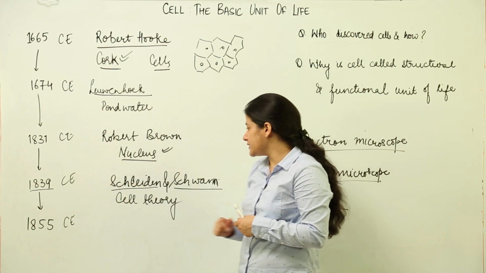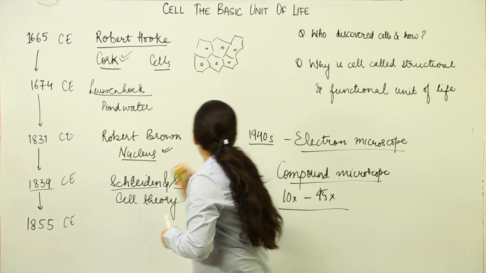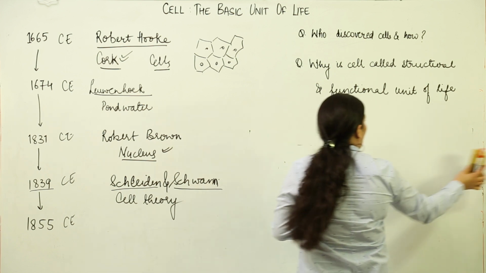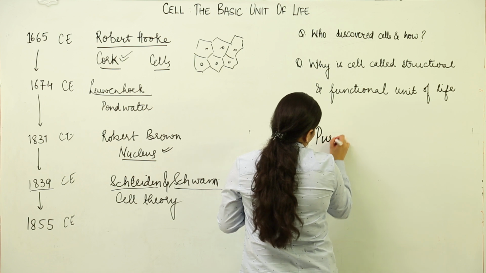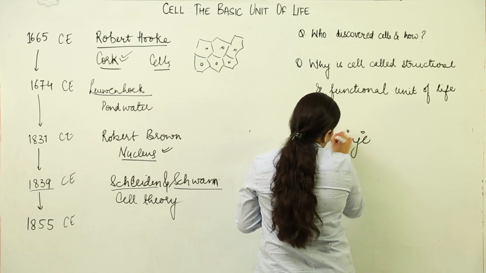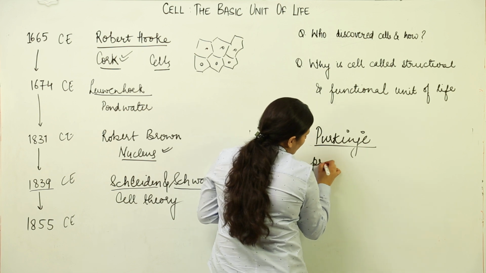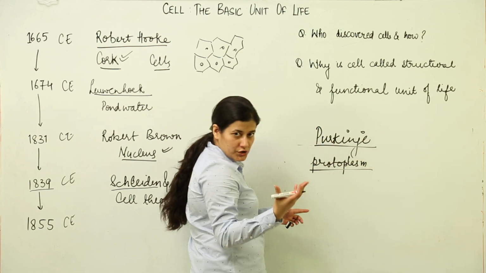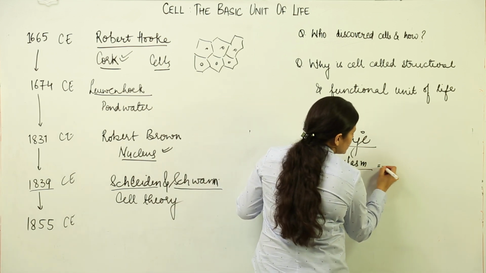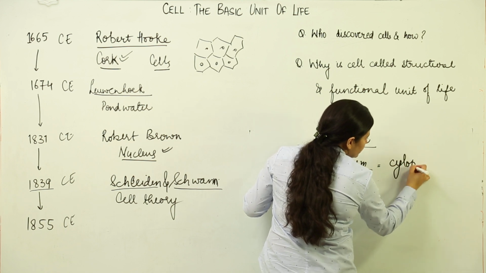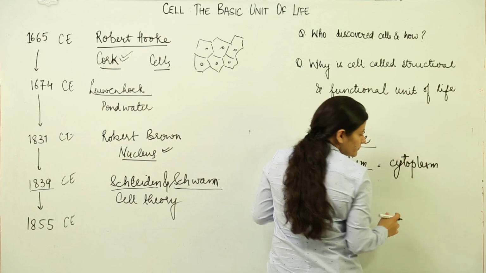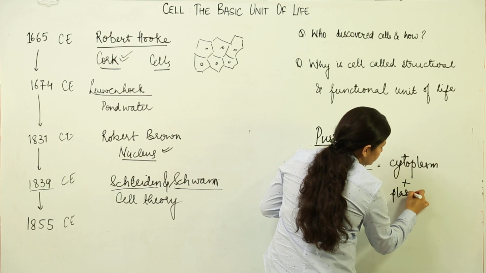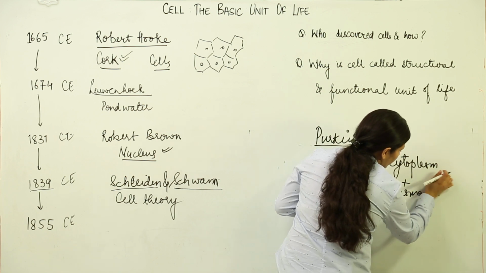In the same period, there was another term that you need to know before we move any further. There was a scientist known as Purkinje, and he gave the term protoplasm. Whenever you hear this term in future, what you have to remember is that protoplasm is the cytoplasm of the cell together with the plasma membrane.